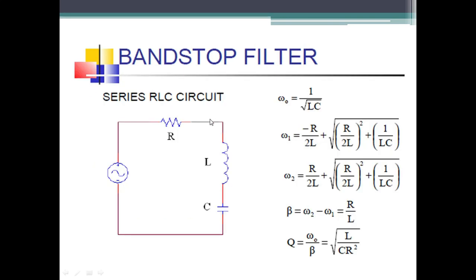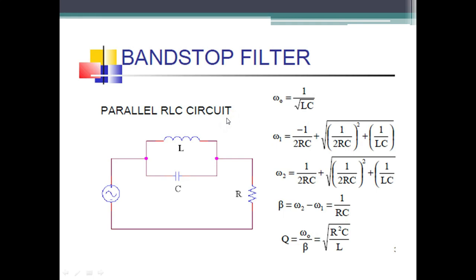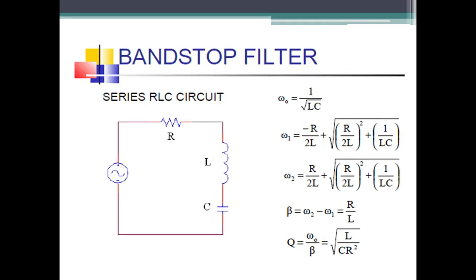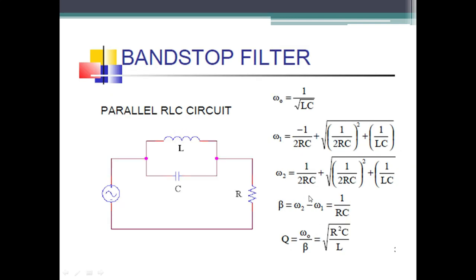In the case of the series RLC circuit, we calculate in the same way. For the band stop filter, omega 0 is equal to 1 upon root of LC, omega 1 and omega 2 are the two angular frequencies, and beta is the bandwidth, omega 2 minus omega 1, which is equal to R upon L. Once we have this, the quality factor Q is equal to the angular frequency upon the bandwidth. We substitute the value R upon L in this equation, and it is modified to Q equal to root of L upon C R square. This is in the case of the band stop filter.